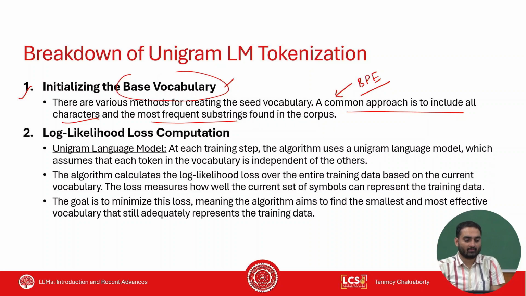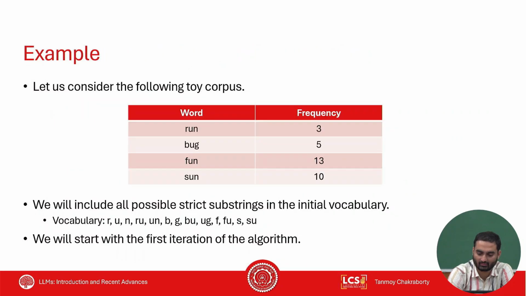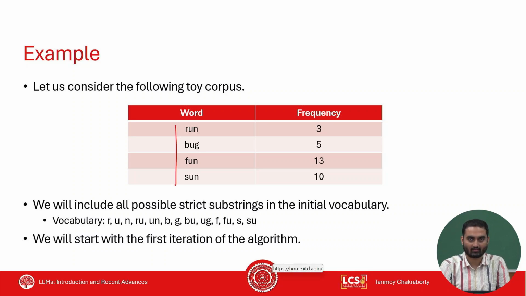Once we did this, the next stage is essentially to compute the log likelihood loss. What is this log likelihood loss? The log likelihood loss is computed based on this Unigram language model. I think it's better to first look at an example, and then we go back to the algorithm. Let's assume that these are the training words: run, bug, fun, and sun, and these are the frequencies.